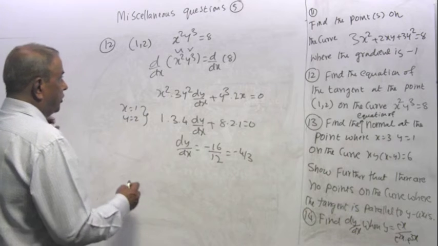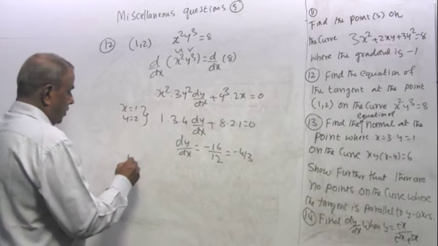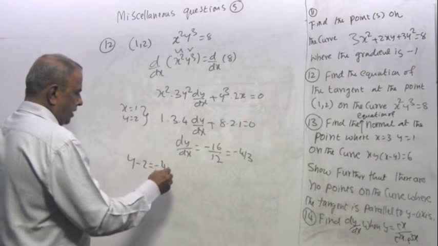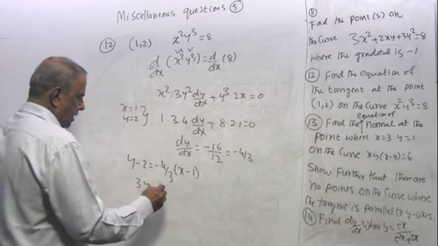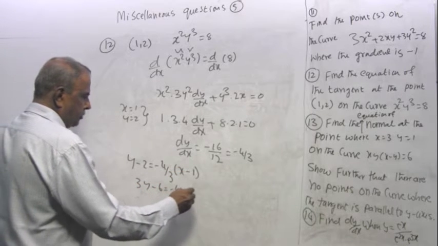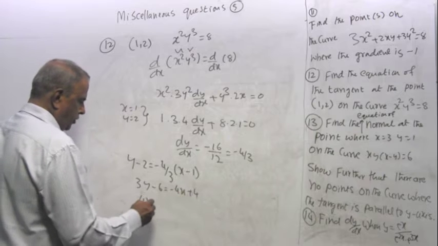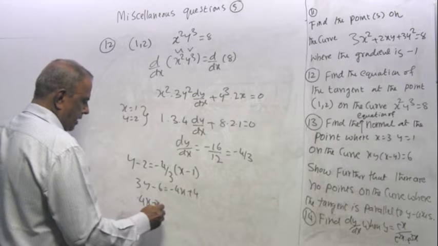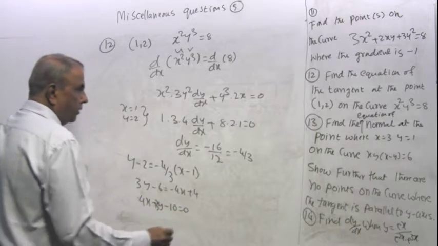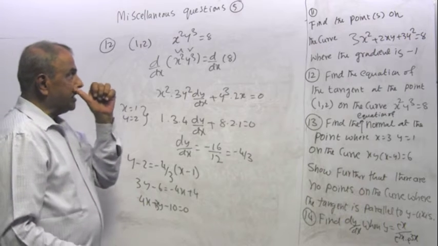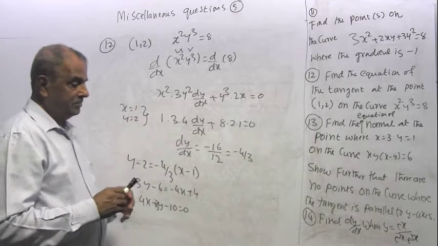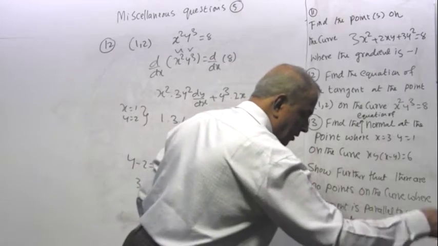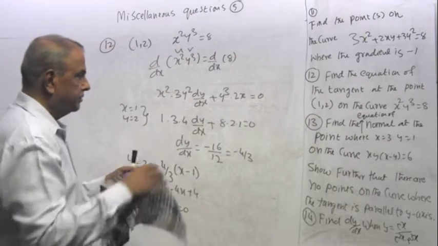So y minus 2 is minus 4 over 3 times x minus 1. 3y minus 6 is minus 4x plus 4. So 4x plus 3y minus 10 equal to 0 is the tangent on that curve. Same rule. You have to be careful about differentiation.